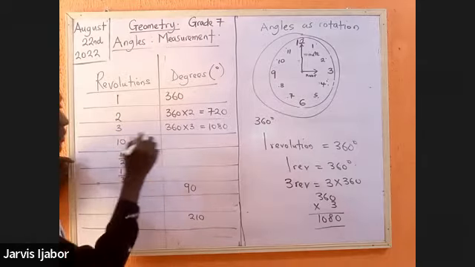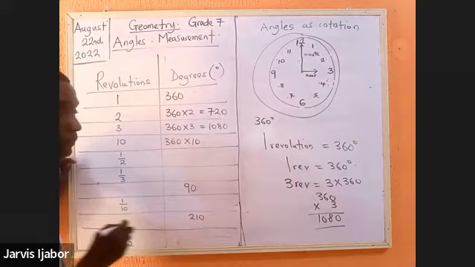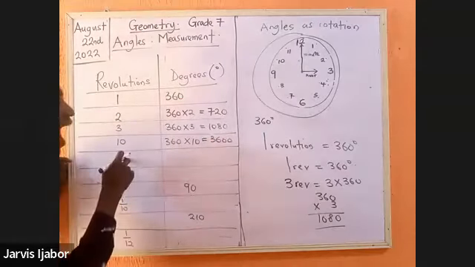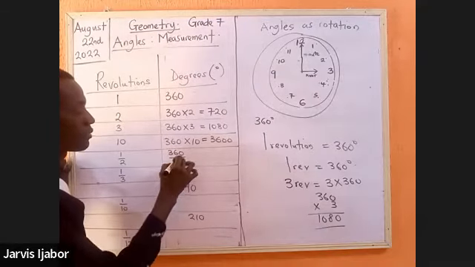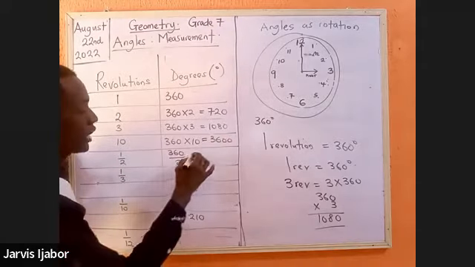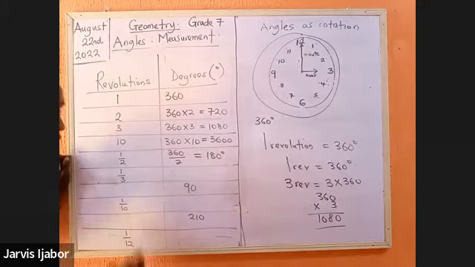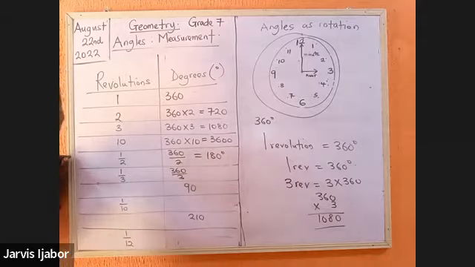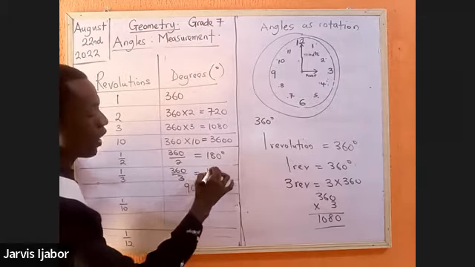10 revolutions will simply be what? Half revolution will simply be divided by 2. And if you do that correctly, that will be 180 degrees. 1/3 will simply be what? Divide this by 3. 1/3. Divide that by 3. And that will be 120.